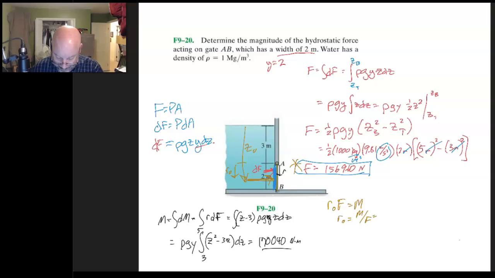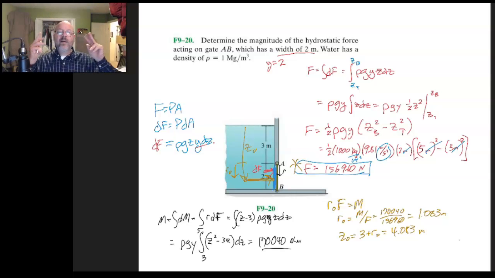So we've done that kind of thing before. We got 170,040 divided by 156,960, and what we end up getting there is 1.083 meters. So our actual Z0 is going to be 3 plus that, so we're looking at 4.083 meters would be the point of concentration of our force. So if we had to put all of our force at one place, then we'd have that.